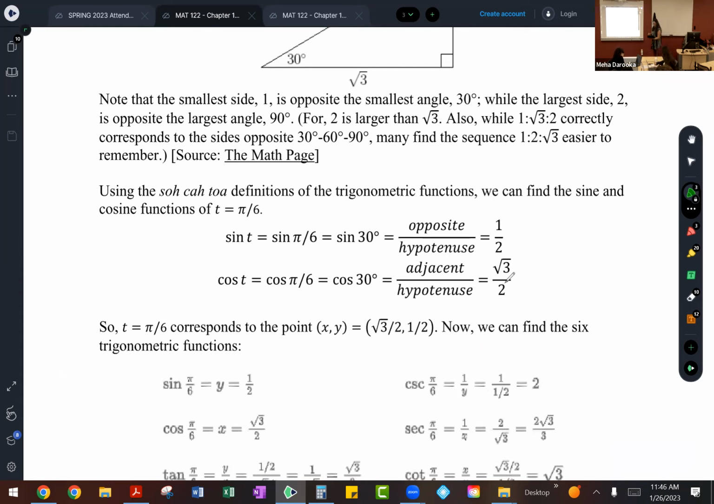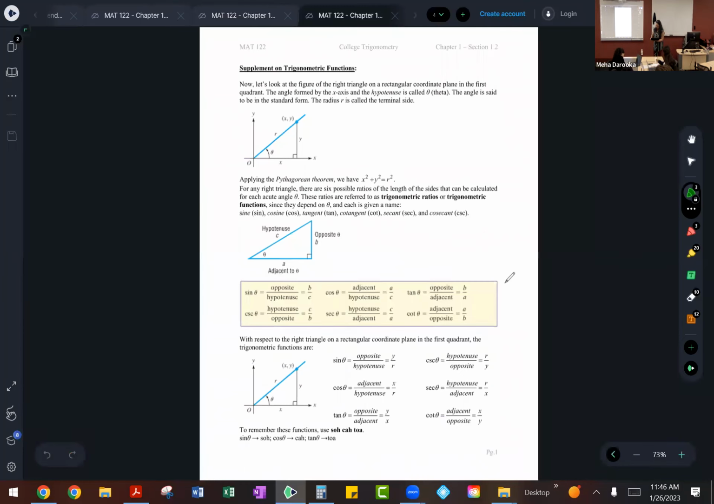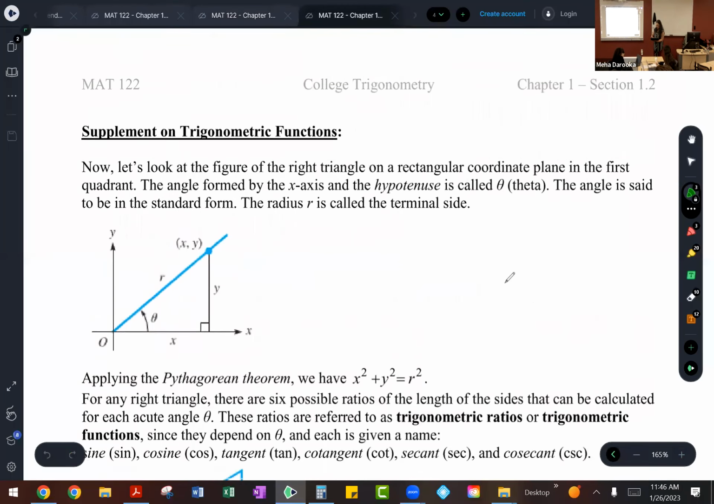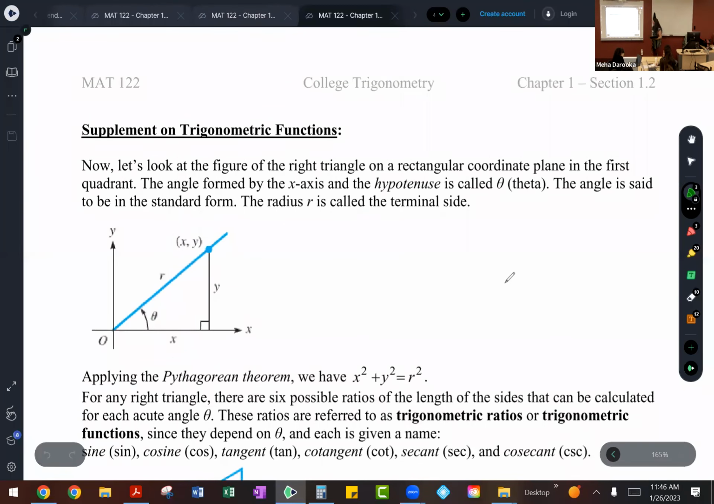Yeah, I think this is the one. And these handouts again, guys, are available to you in D2L. So this is a supplement handout that might help you work through some of these initial definitions. Again, we're basically taking a triangle and superimposing it on top of a coordinate plane.